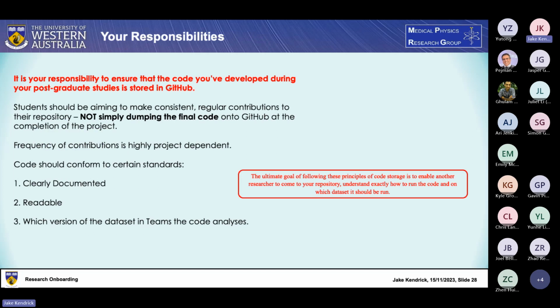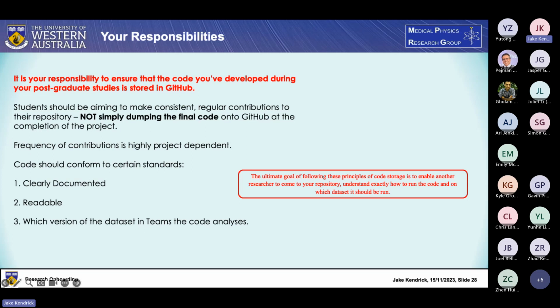So just the final thing I'll finish off with here is that as a postgraduate student studying with us, it is your responsibility to ensure that the code you've developed during your studies is stored in GitHub, okay? And you should be aiming to make consistent, regular contributions to the repository and not simply just dumping your code at the end of your project onto GitHub after you've completed it, okay? So we really want to have that sort of history of how you've made changes to your code, how you've contributed to other students' code, etc.